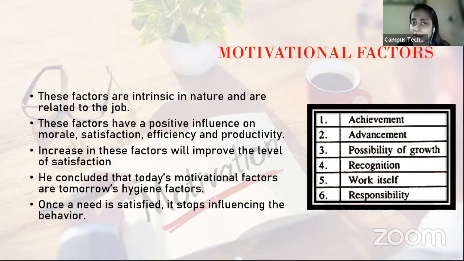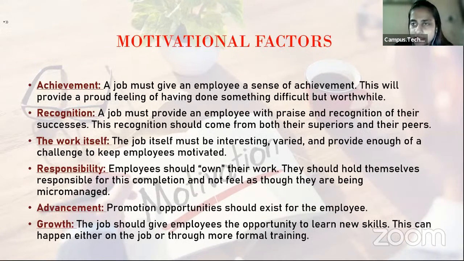That achievement, that trophy will not be motivating you now, because it has already motivated you. It has already given you what you wanted. So it is not going to motivate you. So it says once the need is satisfied, once you get that thing, it stops influencing your behavior. Now, what are the motivational factors? It can be achievement, advancement, possibility of growth, recognition, work itself, and responsibilities. Let us discuss them in detail.